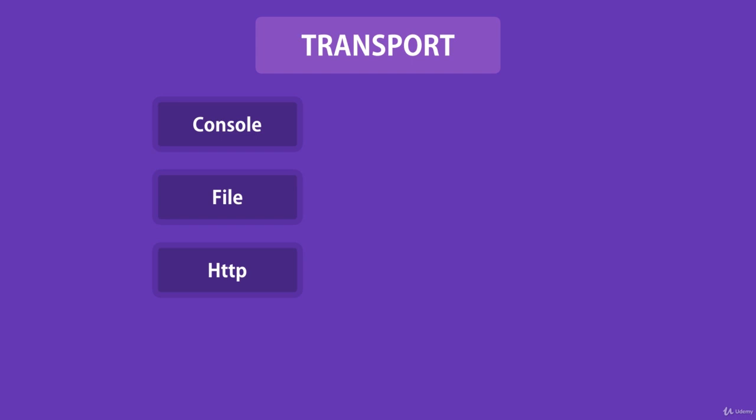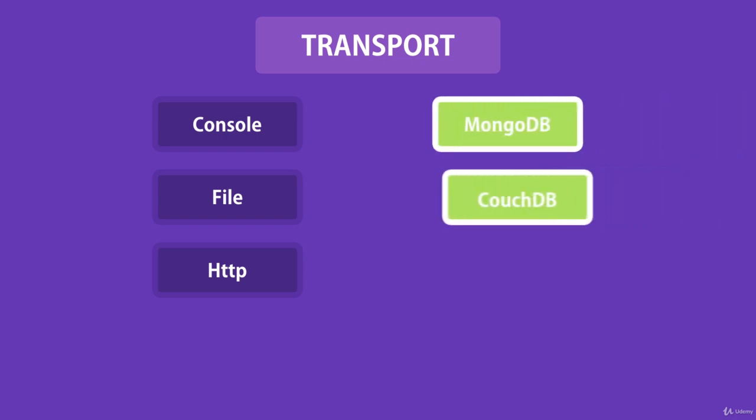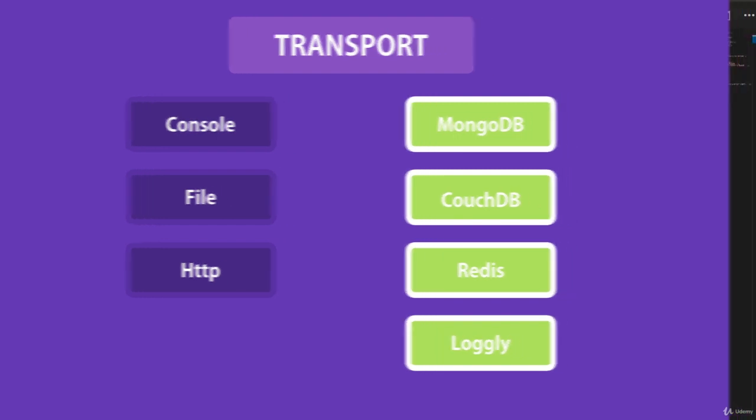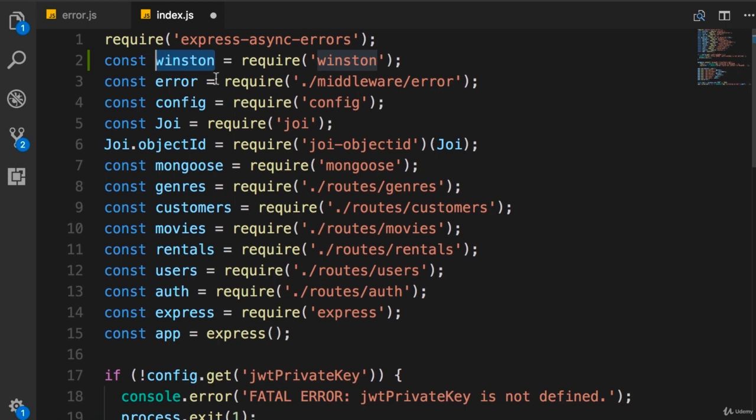There are also plugins for Winston. There are other NPM modules for logging messages in MongoDB, in CouchDB, which is another popular NoSQL database. There's also a plugin for logging messages in Redis, and Loggly, which is a very popular log analysis and monitoring service for enterprise applications. So this default logger that is exported from this module comes with one transport, and that is for logging messages in the console.